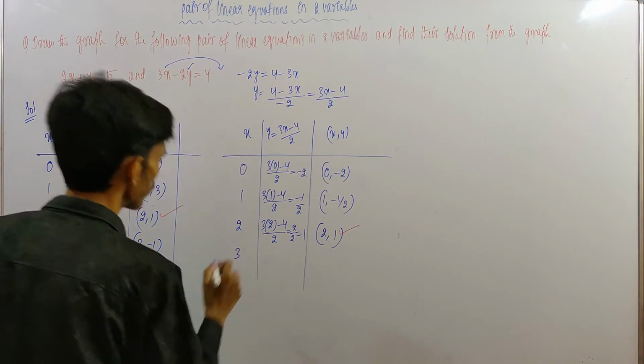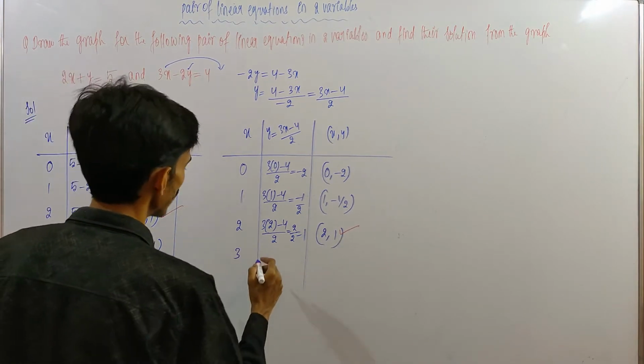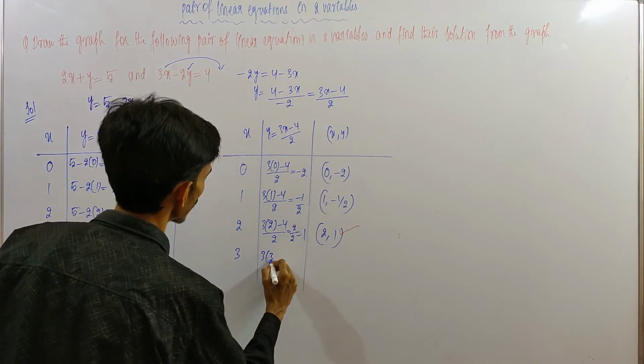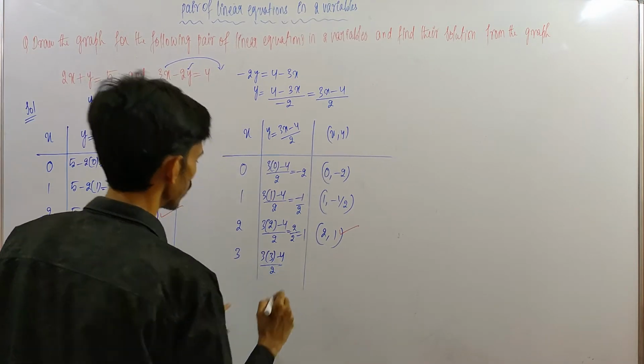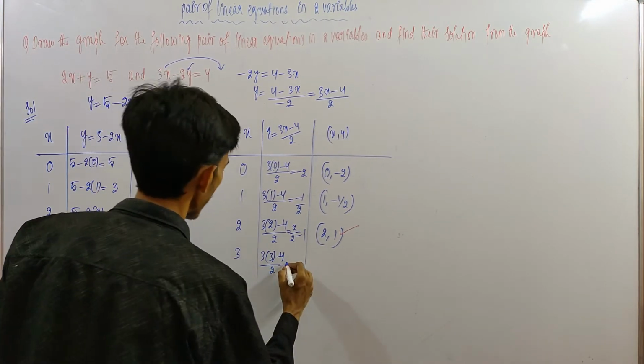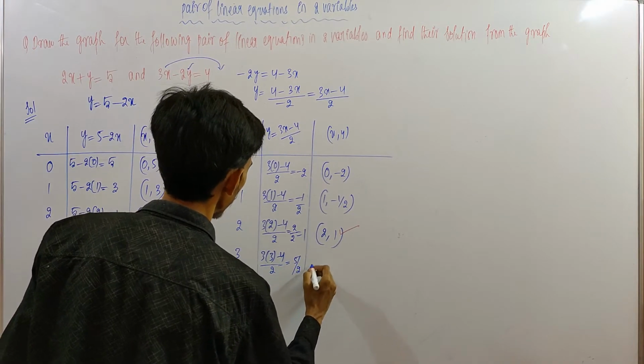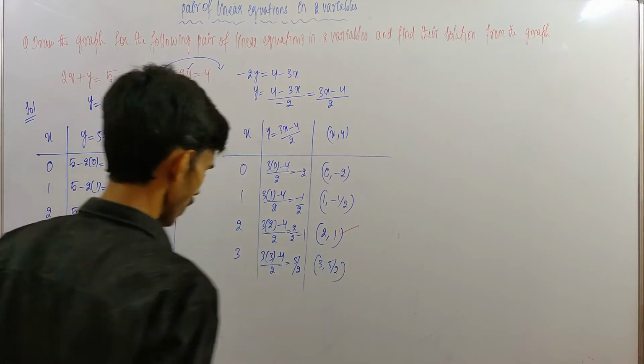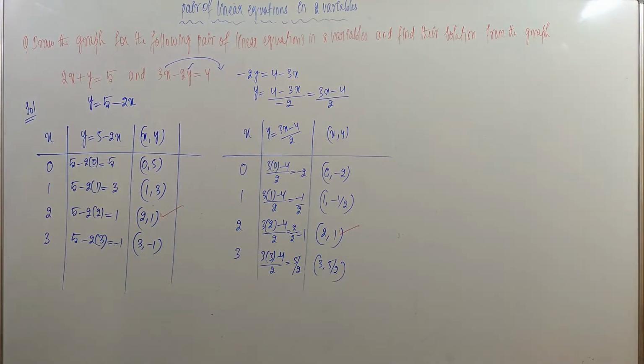Now let me write down one more value of x, 3. So 3 into x, we have taken 3. So 3 threes are 9. 9 minus 4 we have 5. 5 divided by 2. That is 3 comma 5 by 2. Now let us draw the graph for this.